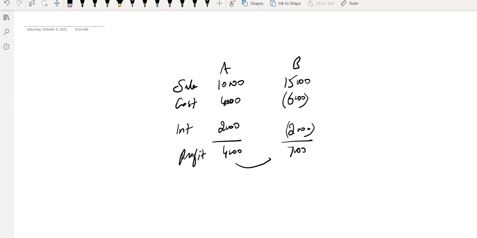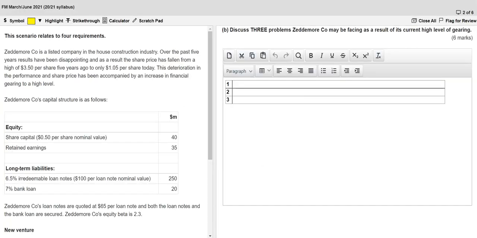Similar is the case if earning declined by 50%. For example, if sales declined by 50%, say sale has become 5,000, cost will become 2,000, but you still have to pay this 2,000, so profit will be 1,000. Sale is decreasing by 50%, but profit is decreasing by more than 50%. So that means earning will become more volatile in case of a high level of gearing.